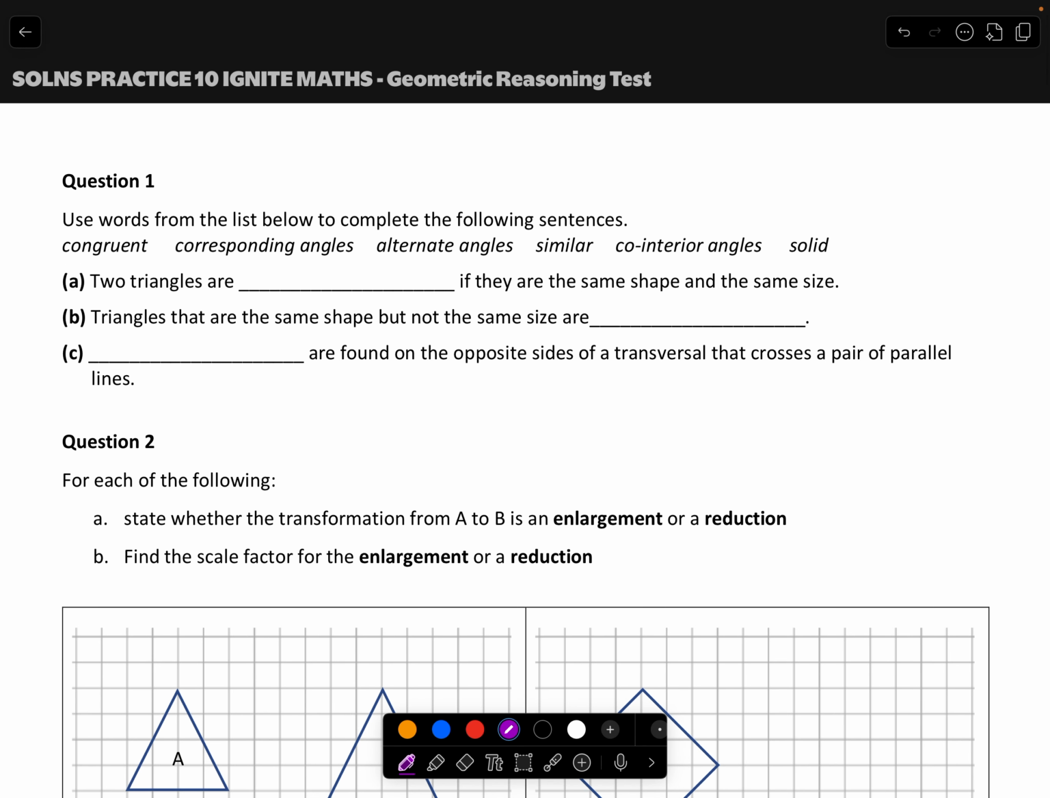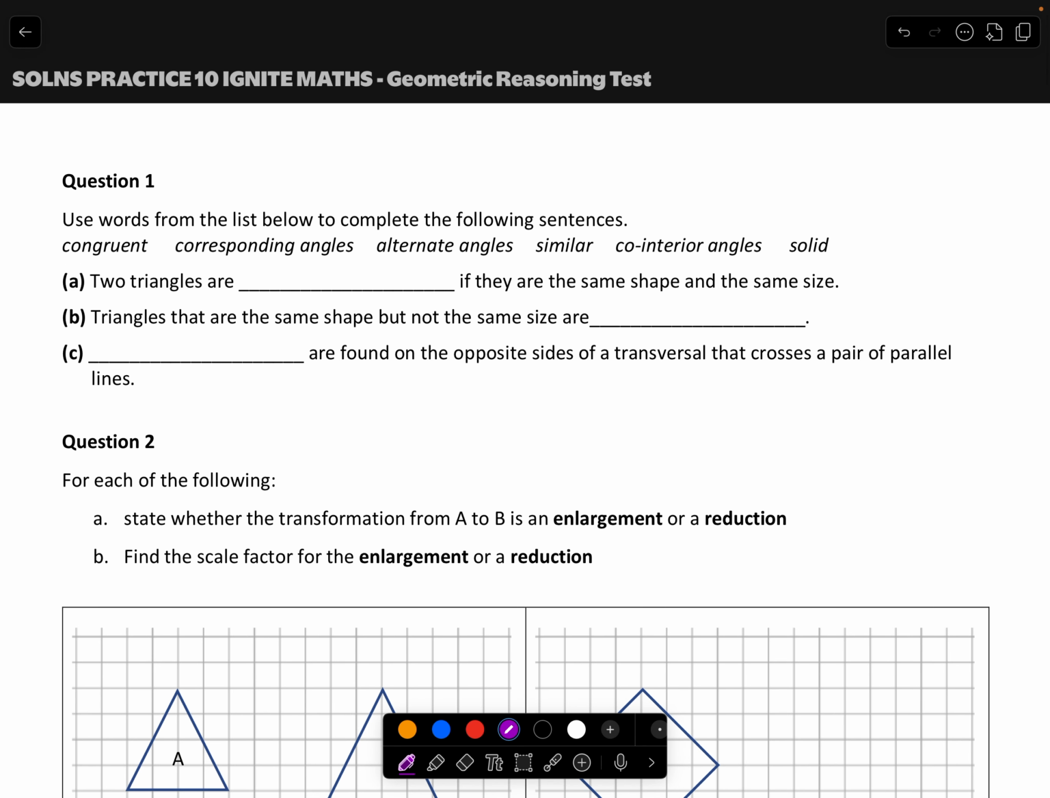B, cos theta, so it's adjacent over hypotenuse. It's going to be 7 over root 74. And C, tan theta is equal to opposite over adjacent, equals 5 over 7. Those are the exact values. You leave them like that because you're not losing any accuracy by rounding.